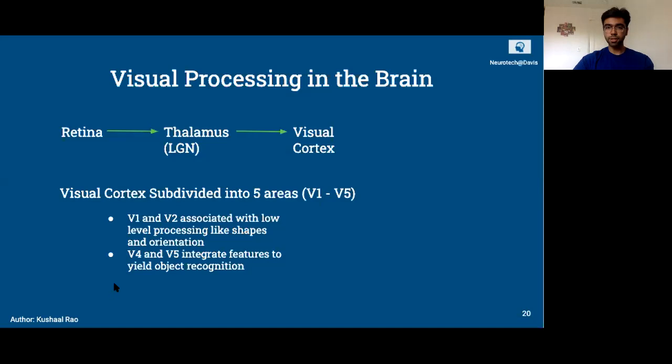So like I said earlier, when something is in your visual field, light is entering your retina, and then it gets routed through the thalamus, like we talked about earlier, the middleman of the brain. And then it goes into the visual cortex, which is in the occipital lobe. The visual cortex is subdivided into 5 areas, V1 through V5. And V1 and V2 are associated with low-level processing, like shapes and orientation of whatever you're seeing.